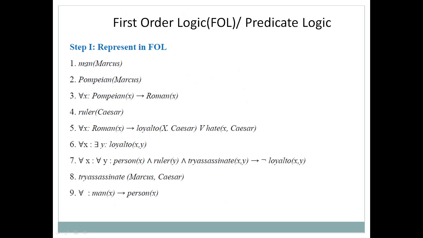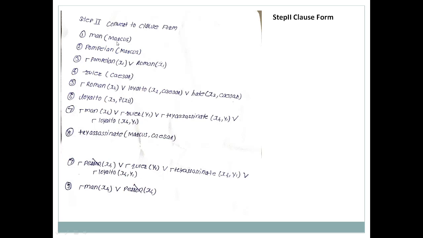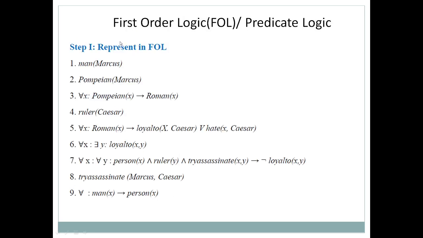So what is the first statement? Marcus was a man, so man in bracket Marcus. Can we apply any clause form conversion? Is any standardization of variable possible, or is any quantifier present? No. Is there any implication sign? No. So in the clause form this statement will remain as it is. There is no scope to convert this statement into clause form.